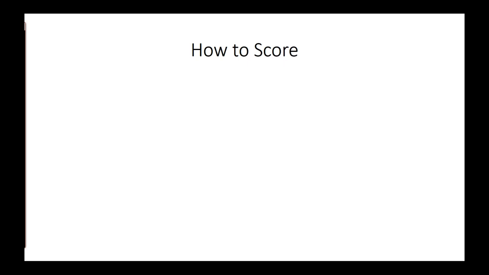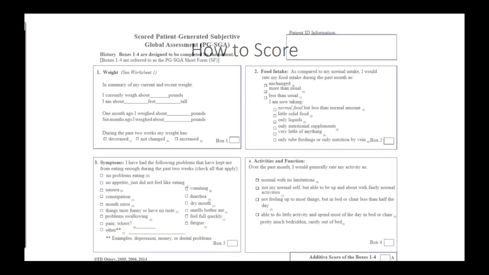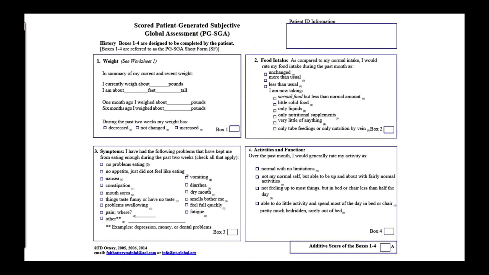We're going to go over how to score the PG-SGA. You'll notice that there are 2 pages to this worksheet. The first page should be filled out by the patient and scored by the clinician. Do not score the PG-SGA in front of the patient. The second page will be filled out by the clinician with the patient's input.